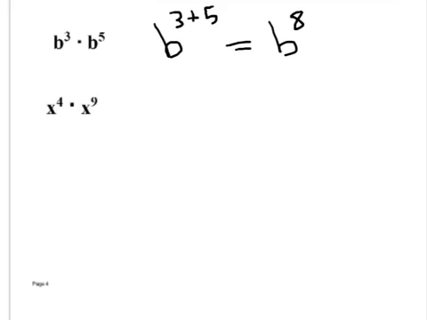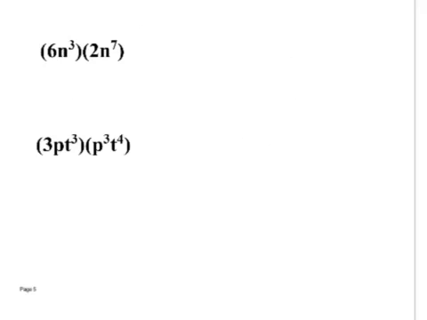X to the fourth power times x to the ninth power. Again, when multiplying monomials, we add exponents, as long as they have the same base. 4 plus 9 is 13. Good job, Chucky. X to the 13th power.